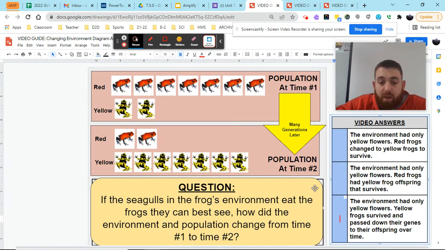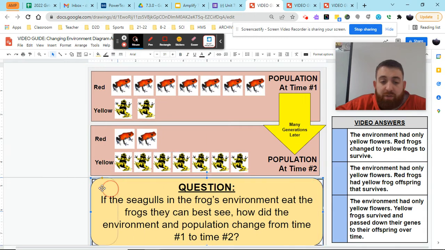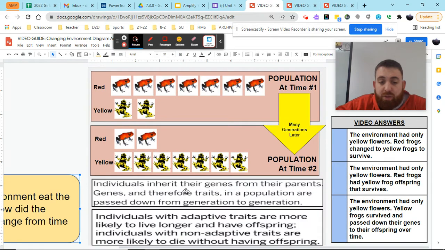Let's take a look. If we're looking at our population here, we first need to recognize that individuals inherit their genes from their parents. Genes, and therefore traits in a population, are passed down from generation to generation, meaning red frogs are going to have red frog offspring, and yellow frogs are going to have yellow frog offspring. Individuals with adaptive traits are more likely to live longer and have offspring, whereas individuals with non-adaptive traits are more likely to die without having offspring.